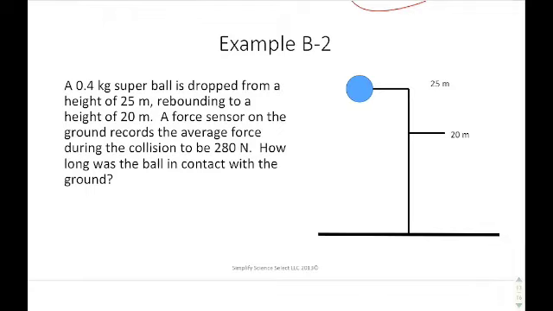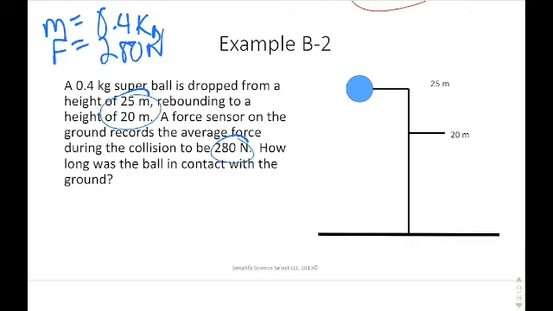The next one says you have a 0.4 kilogram super ball that is dropped from a height of 25 meters, rebounding to a height of 20 meters. It says a force sensor on the ground records the average force during the collision to be 280 newtons. How long was the ball in contact with the ground? So you have the mass of the super ball, which is 0.4 kilograms. You're given the heights, and those heights are going to be important because we're going to have to figure out the velocities or the velocity change of this particular ball. You're also given the force, 280 newtons, and we are trying to solve for the contact time. That's what we're looking for.